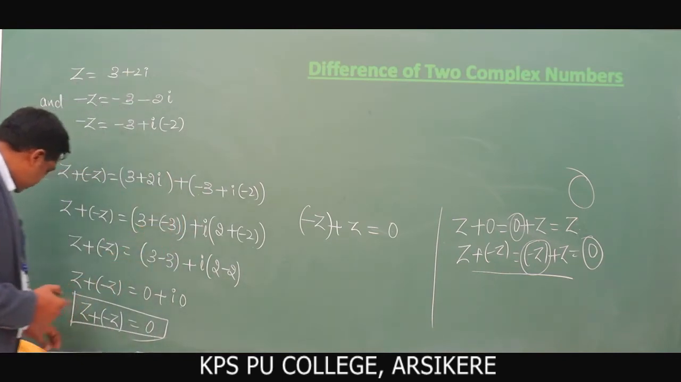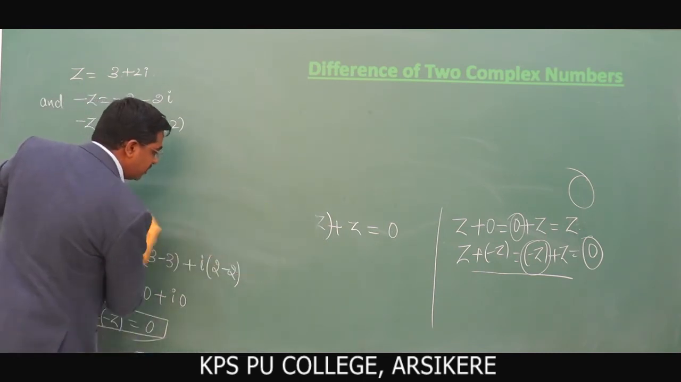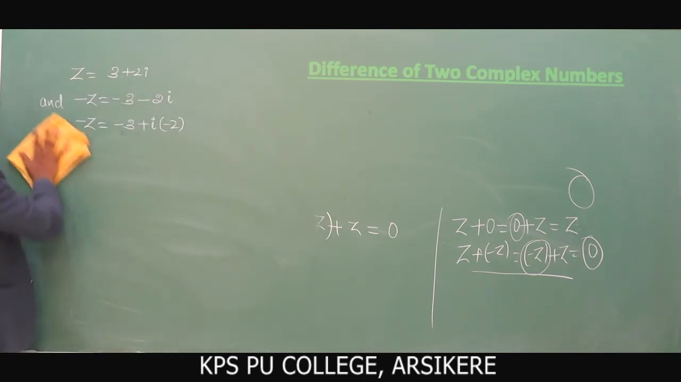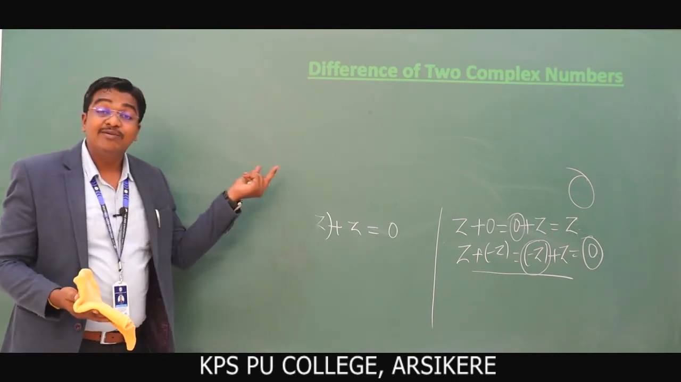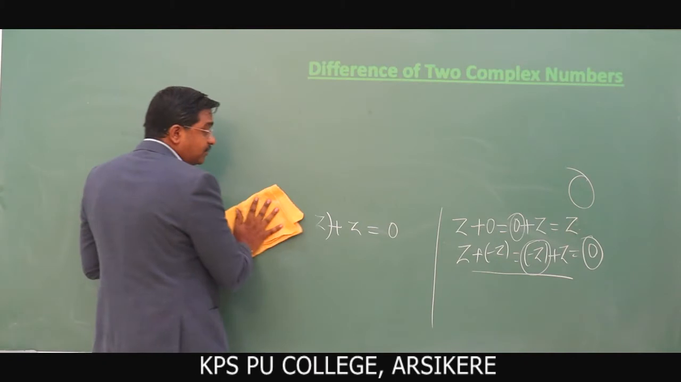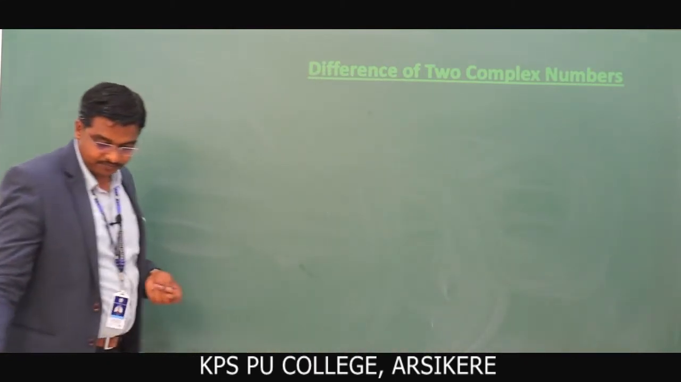How can we find it out? It follows the same approach we used in the addition of two complex numbers. There we added real part plus real part, but in the case of difference, it is imaginary part minus imaginary part and real part minus real part. It follows the same condition.